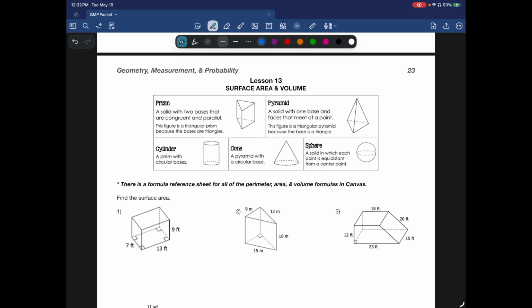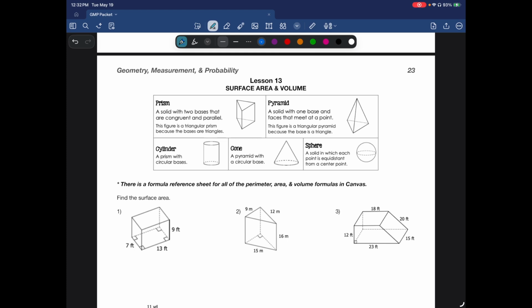Prisms and cylinders have two faces. This is your typical one shape pushed through space, and you have the same shape on both sides. Cones and pyramids come to a point, and then you have a sphere, which is essentially a ball.